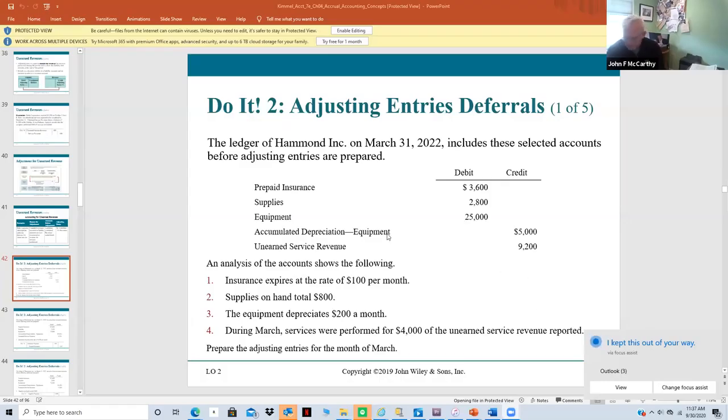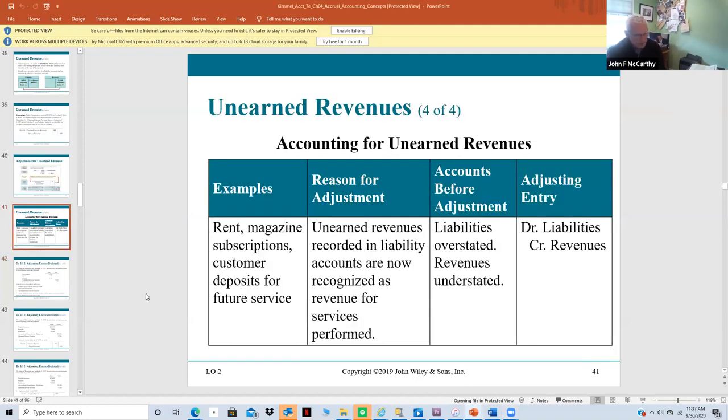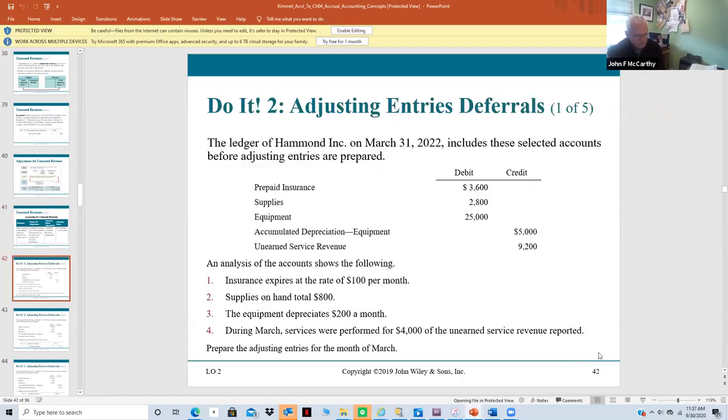Okay, there you go. So this was next. What I was talking about in this slide was the summary of where we just finished up. I'll move back to that slide. Just before I took my break, we finished with this slide on unearned revenues. Now we're going to move on to deferrals. We're going to practice it. That's the prepaids and the supplies and the equipment.